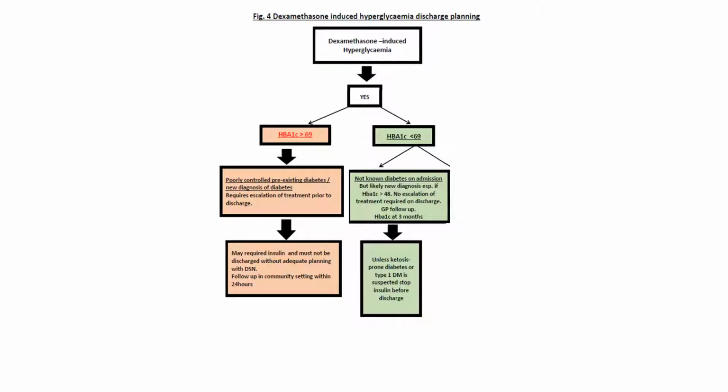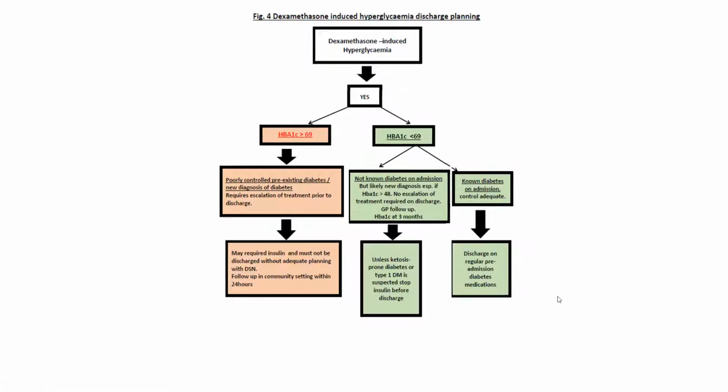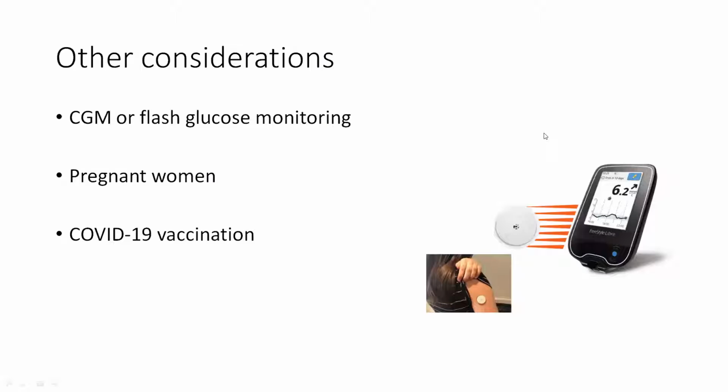Unless the patient had a lot of ketones during admission, or patients admitted with DKA, in which case they would definitely need insulin. If patients were known to have diabetes and their control was adequate, you would just not change any medications and discharge them on the same treatment that they came in on.